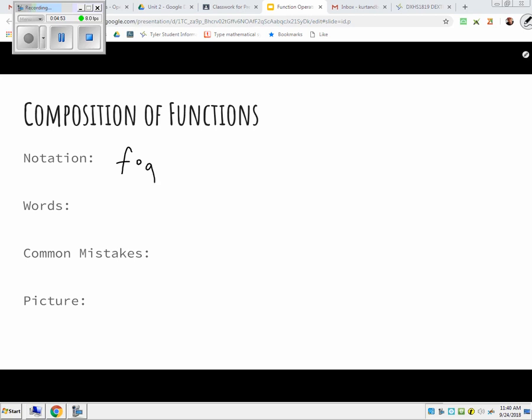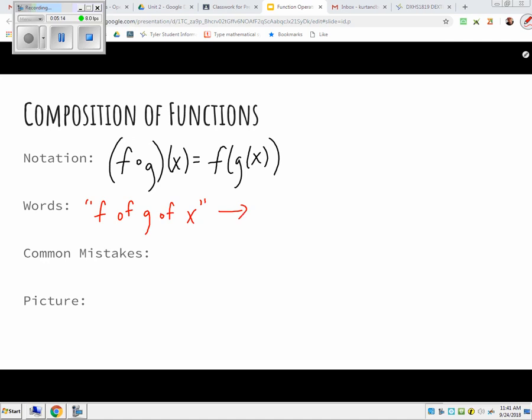It looks like it says f circle g right there. It's the multiplication sign not filled in, just a little circle. And so you might see it written like that, or you might see it written as f of g of x. And that's exactly what I'm saying. I'm saying f of g of x, which is just a shortened version of what is actually going on here.